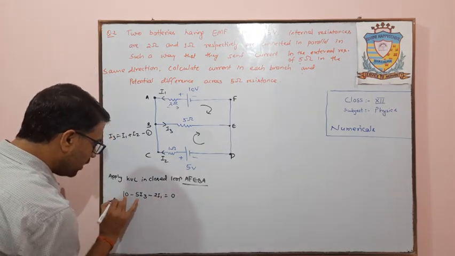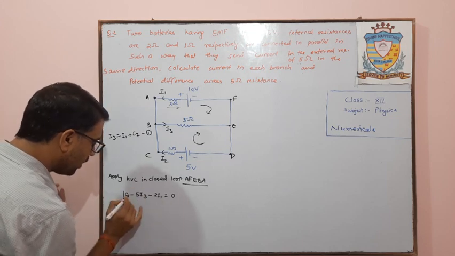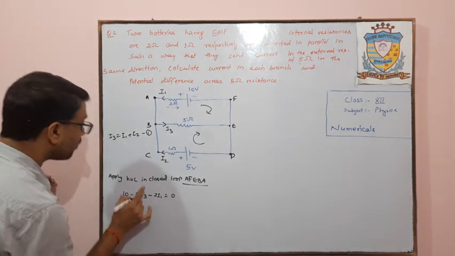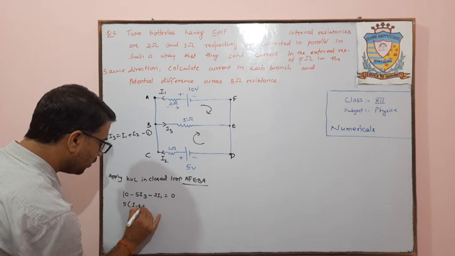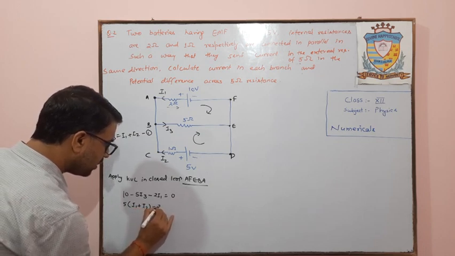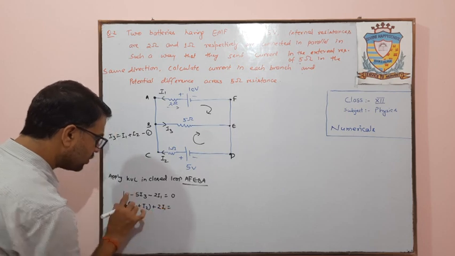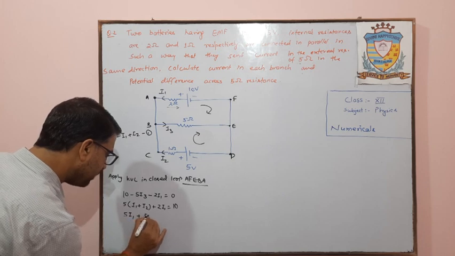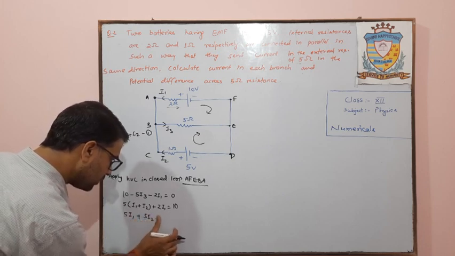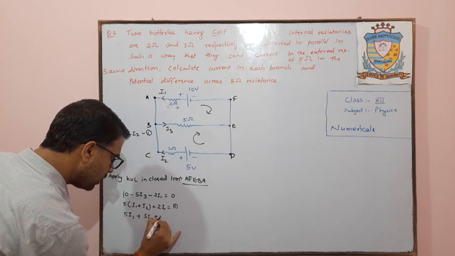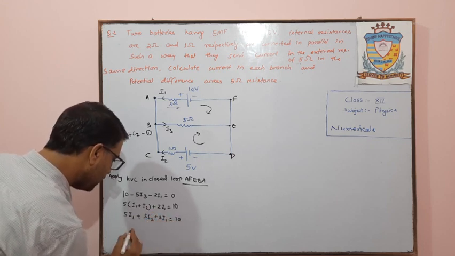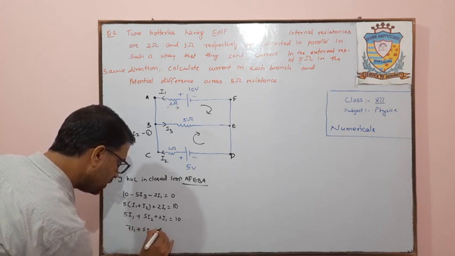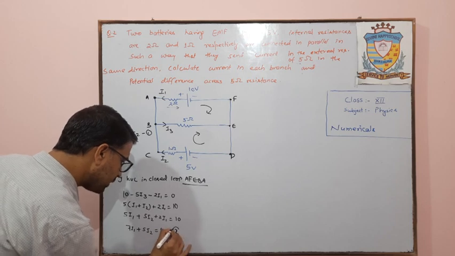Or move 10 towards the other side. So what we have now, in place of I3 we put I1 plus I2: 5I1 plus 5I2 plus 2I1 is equal to 10, or 7I1 plus 5I2 is equal to 10. Consider this as equation number 2.